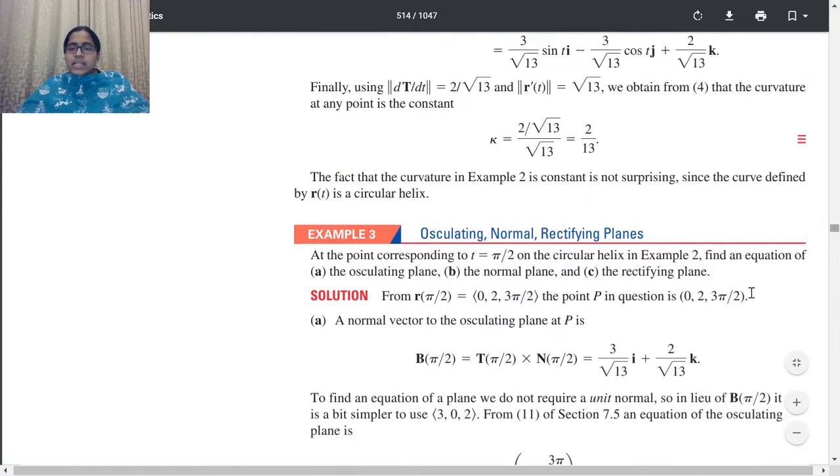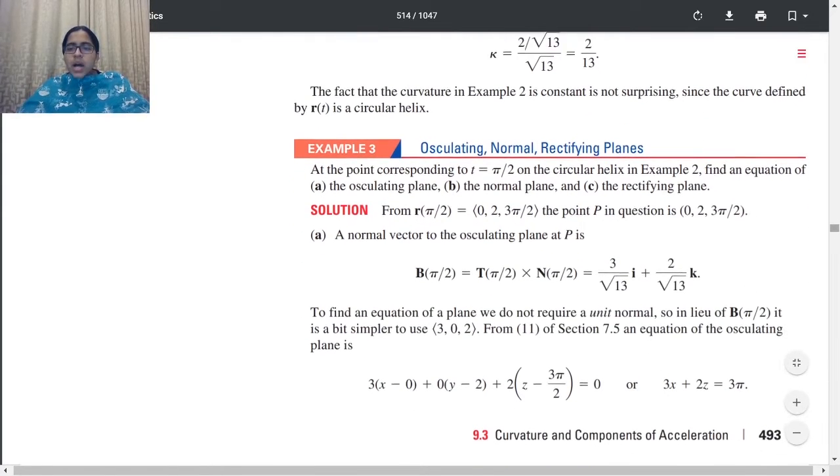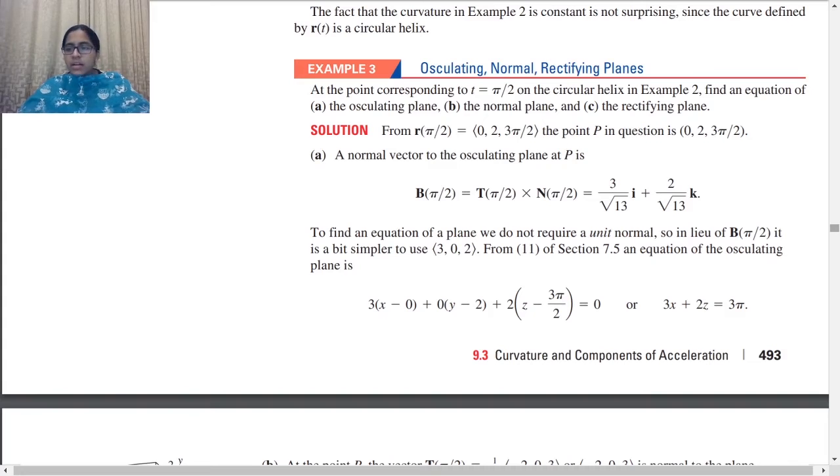Now next we are going to do a problem on how to find the planes that we defined in this section, that is the osculating plane, the normal plane and the rectifying plane. We are given a point t equal to pi by 2, and the circular helix mentioned in the previous example, that is 2 cos t i plus 2 sin t j plus 3t k. That was the previous example that we did. Now we need to find an equation for the osculating plane, the normal plane and the rectifying plane.